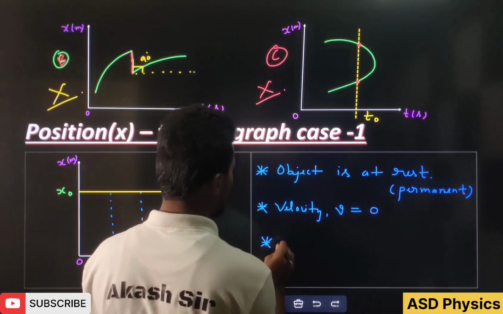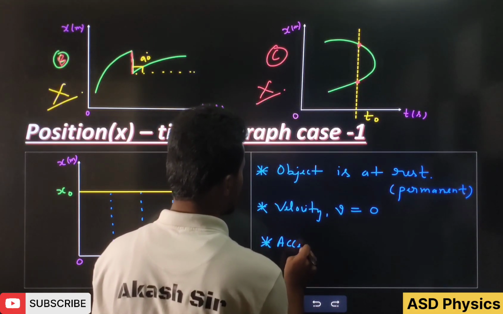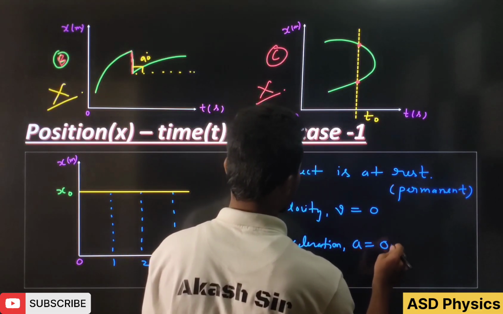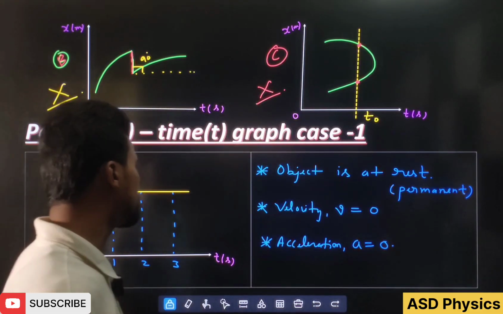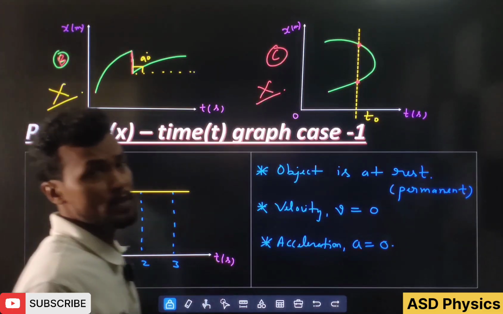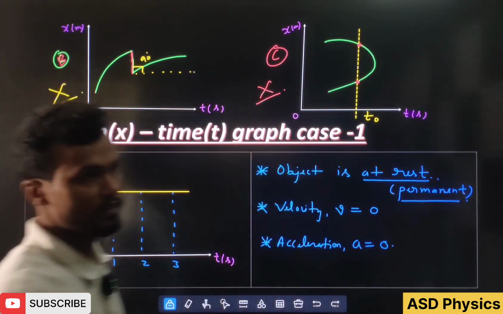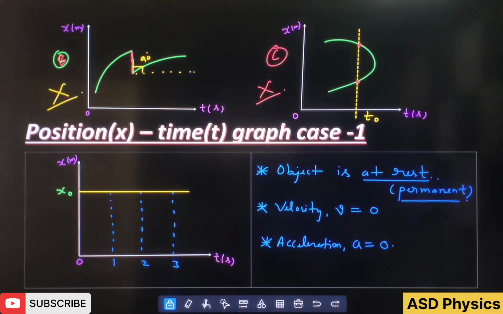And if we talk about the acceleration, for permanent rest, the acceleration is also 0. So remember that a horizontal line represents an object at permanent rest. So this is case 1.